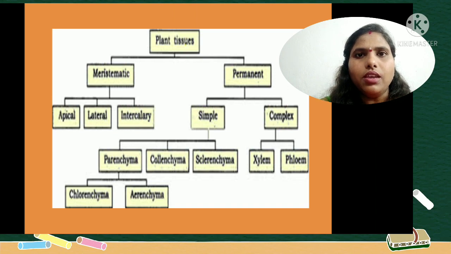In the same way, one of the simple tissues, parenchyma, again performs its function in a different way, meaning on the basis of performing their functions, these are also differentiated into three types.